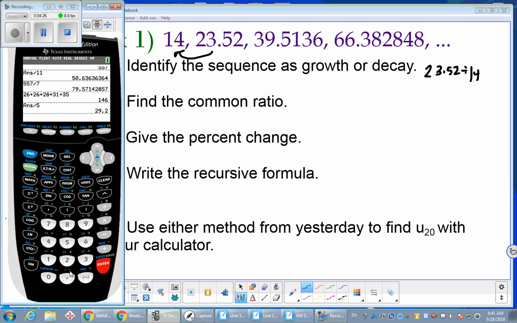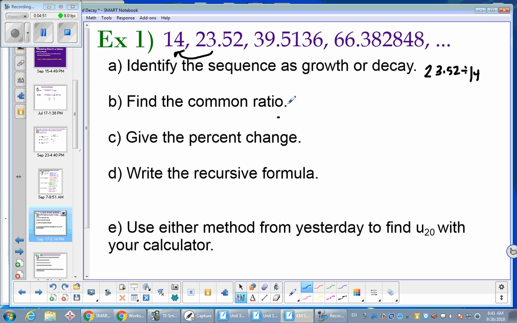So I'm going to go to my calculator here. 23.52 divided by 14 gives me 1.68. And just to check, I'm going to do 39.5136 divided by 23.52 just to make sure it's the same ratio, and I get 1.68. So my common ratio is 1.68. So this is growth because it's bigger than 1.